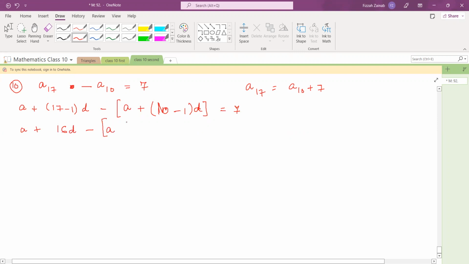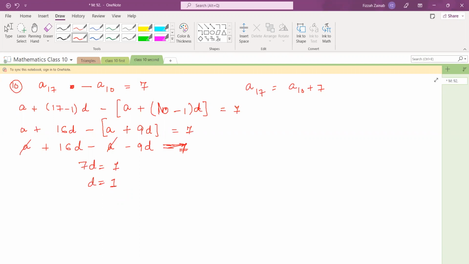Now you put a bracket first and then solve it, just to avoid some mistakes. So A plus 16D minus, now open the bracket, 9D is equal to 7. So A got cancelled out. Only one variable is remaining that you can solve. So this will be 7D is equal to 7, and then D is equal to 1.